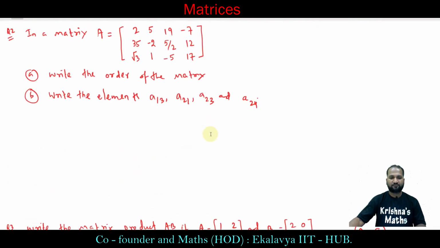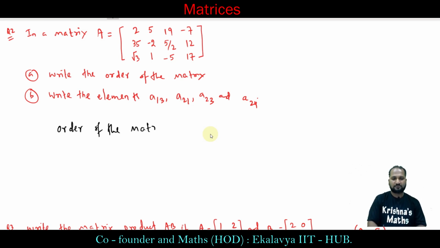Next question, what the question is: if A equal to this, 2, 5, 19, minus 7, 35, minus 2, 5 by 2, and 12, minus 3, 1, minus 5 and 17, what is the order of the matrix? Order of the matrix means how many rows and how many columns. Clearly 3 rows. Order of the matrix is number of rows multiplied by number of columns. How many rows are there? 3 rows are there. How many columns are there? 4 columns are there. So the order of the matrix will be 3 into 4.